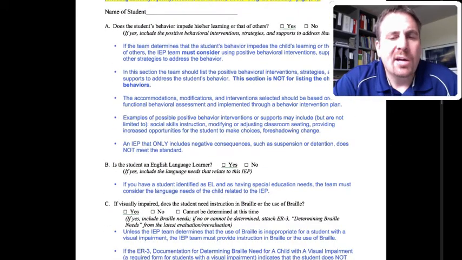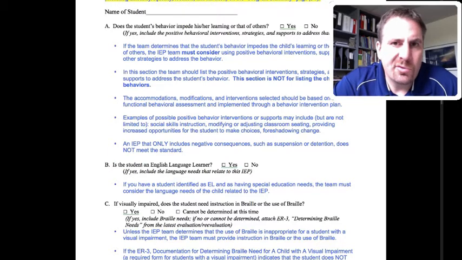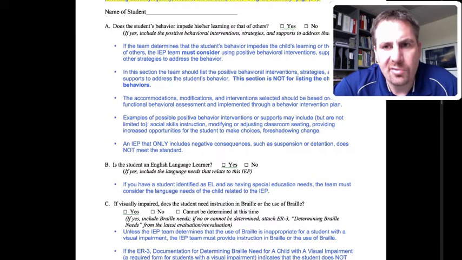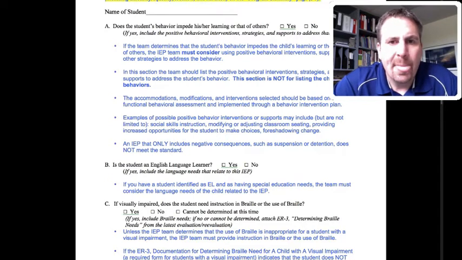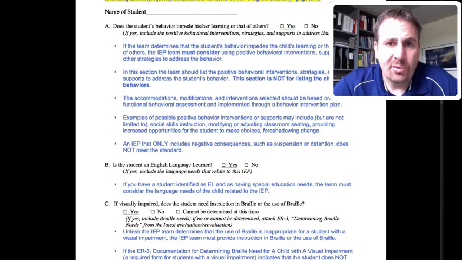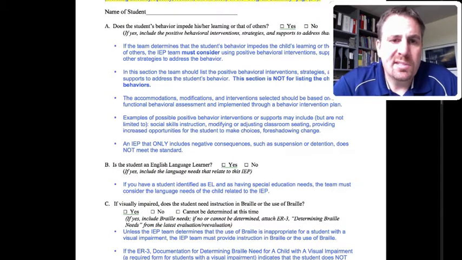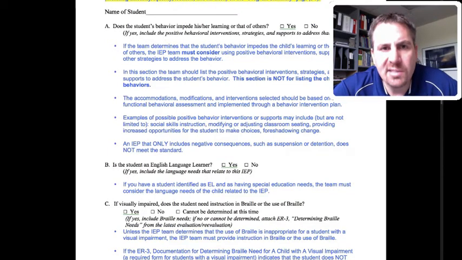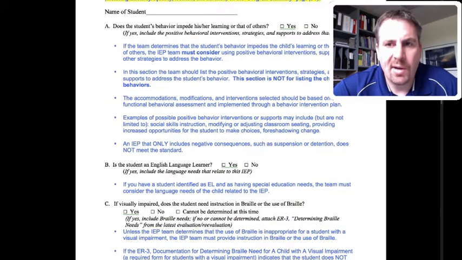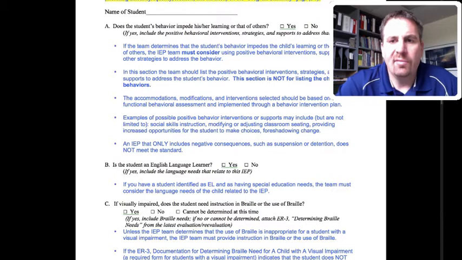So the first question has to do about behavior and whether the student's behavior impedes the learning of others. If we answer yes to the question, one of the things that we need to do is list the positive behavioral interventions and supports that we would be using as an IEP team to meet those needs. A common mistake in this section is that we list out student behaviors, the bad behaviors or the inappropriate behaviors. We really want to focus on writing what are the strategies, what are the positive behavioral supports and strategies that we are going to use to address that behavior.